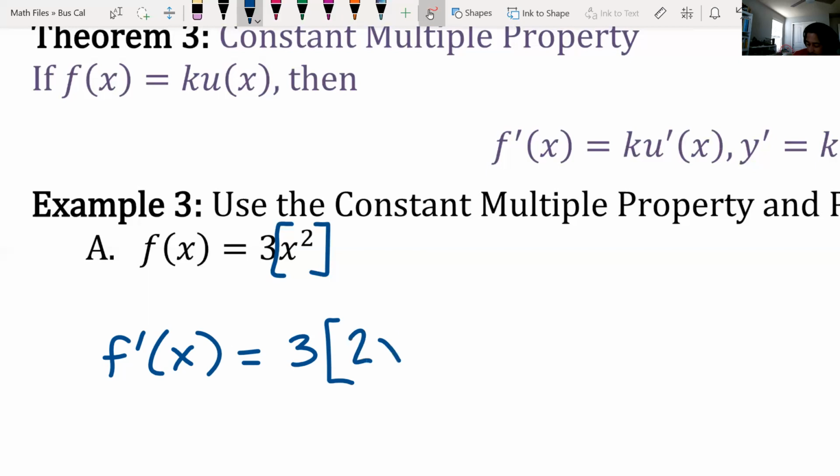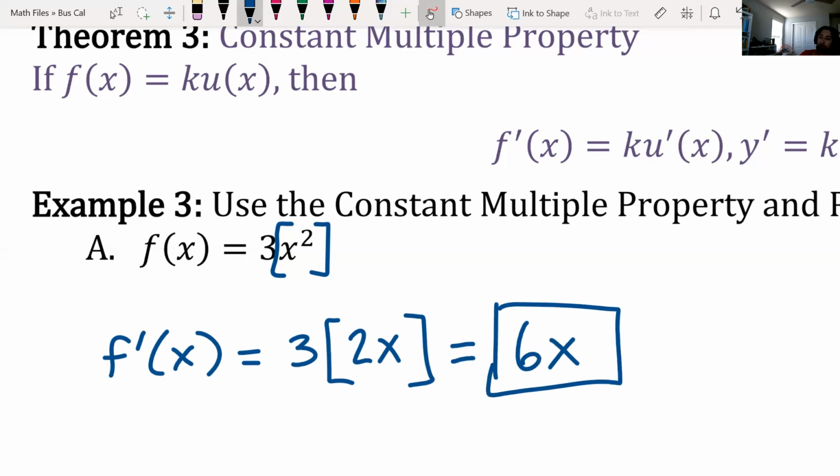2x. Good. Just 2x, right? Because if you use the power rule on it, you'll get 2x to the first. Do we need that one there? No. So you'll get 2x, and our final answer is 6x. There you go.